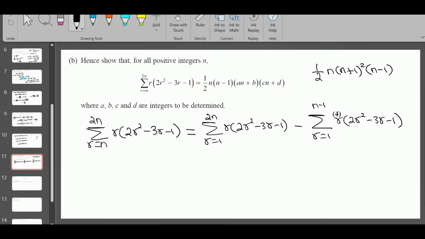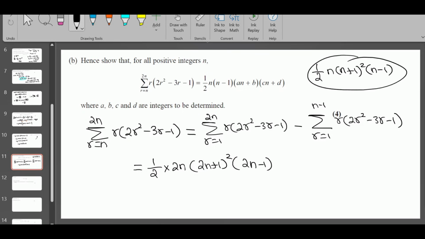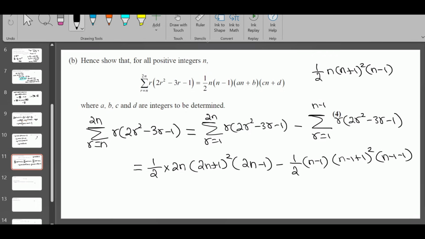So in the actual result, we are going to replace n by 2n. So 1 over 2 times 2n times 2n plus 1 whole square times 2n minus 1. In this result, replace n by this upper limit. Half times n becomes n minus 1. N plus 1 becomes n minus 1 plus 1 whole square. N minus 1 becomes n minus 1 minus 1. Just replace n by the upper limit and simplify it.